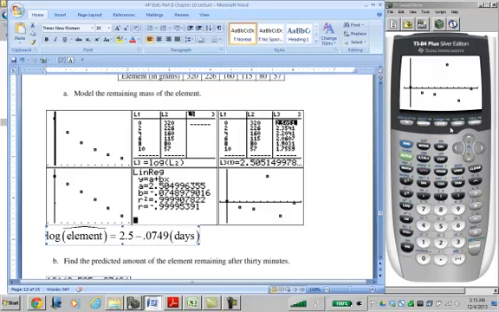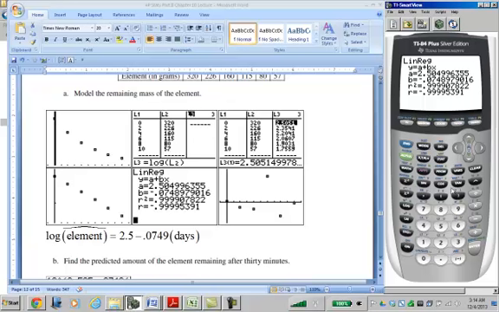2.5 minus 0.0749 times days. All right, so what's the predicted amount of the element after 30 minutes? Well, in other words, half an hour, or 1/48th of a day. Okay, so what are the different ways we can do this? Well, we could take the equation and plug in 1/48. So let's do that.